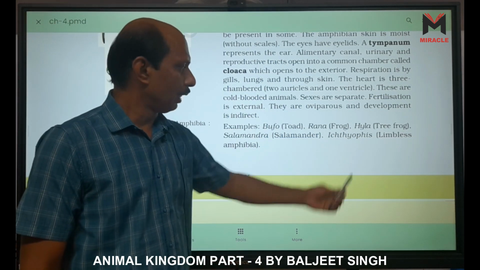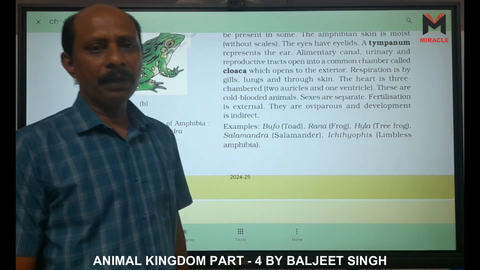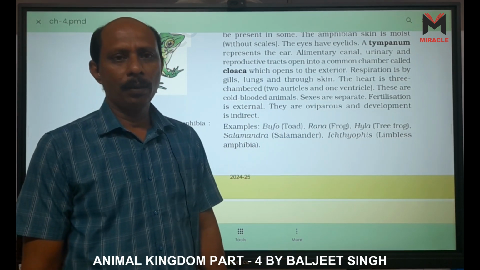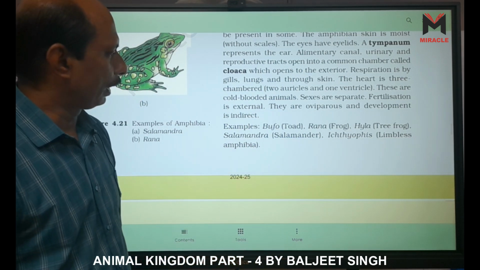Ichthyophis is limbless, because limbs are absent, so they belong to which one? Apoda. Poda means limb, and limbs are absent, right?